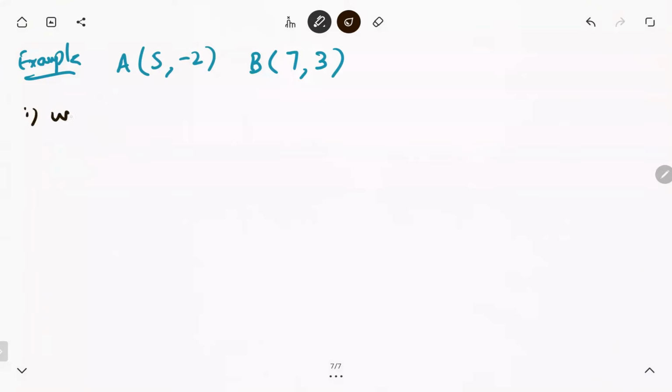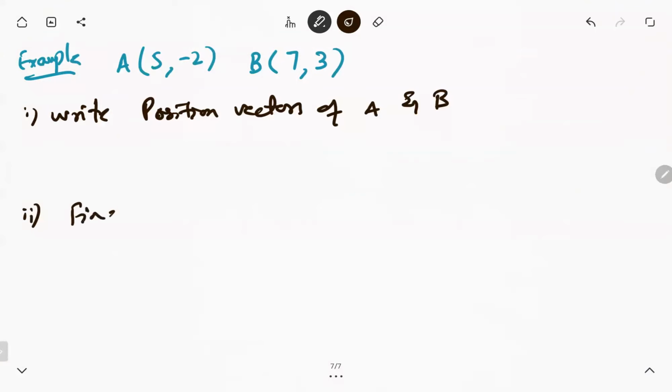First one is write position vectors of A and B. Number 2, find vector AB. Number 3, calculate magnitude of AB. I hope you understand the sign. Magnitude, length.